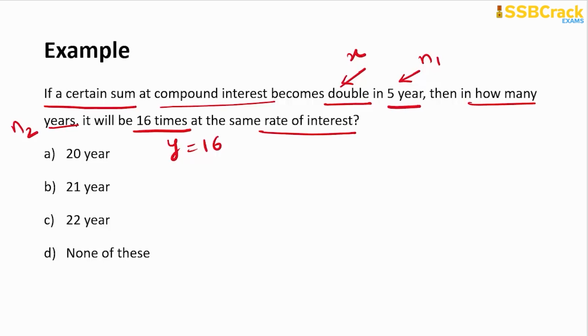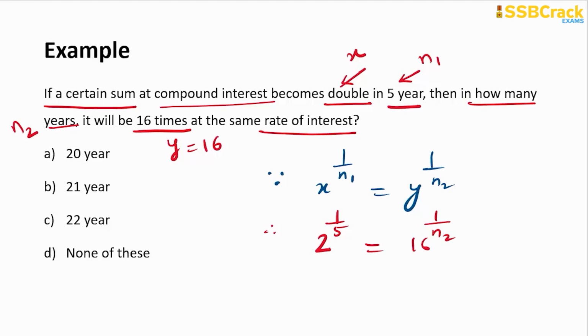Okay, so yes, we have that very important equation based formula, that is x to the power 1 by n1 equals y to the power 1 by n2, out of which now let us substitute what we all know. We know x, which is 2, we know n1, which is 5, right? We know y, which is 16, and we don't know n2, so we'll write it as it is to calculate. Now, for such questions, your motto should be to make the base the same so that you can compare their indices.